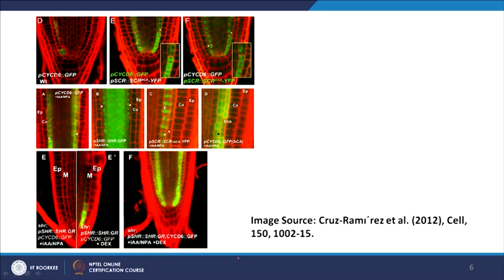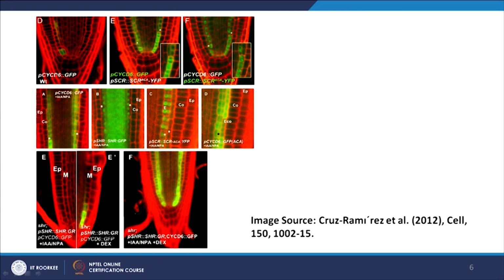Another important thing, if you look here, this is a plant treated with auxin, or you can increase the auxin level. Auxin is a plant hormone. I have already told in a previous class that auxin is very important. It regulates a lot of processes, and particularly in roots, auxin has a very important role to play. And what happens if you induce these plants with auxin, you can see there are extra layers, and these extra layers have induced expression of cyclin D.